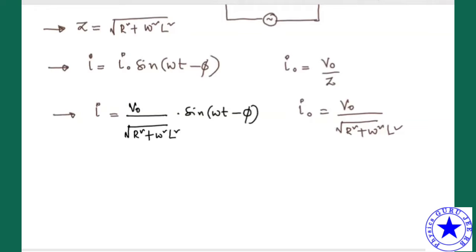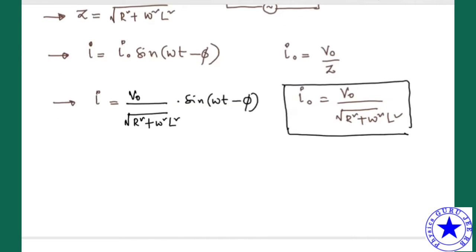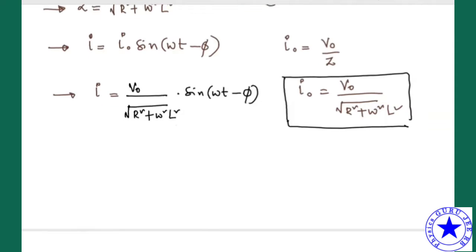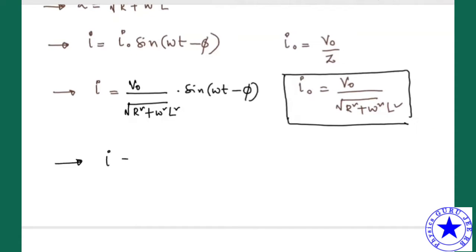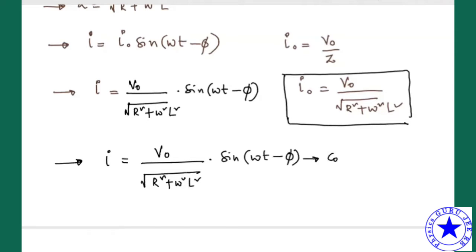Here I naught equals V naught or E naught; you can write either for V naught and I naught. When you compare this equation, phi can be written as cos inverse of R divided by the square root of R squared plus omega squared L squared. So that is the phi value.